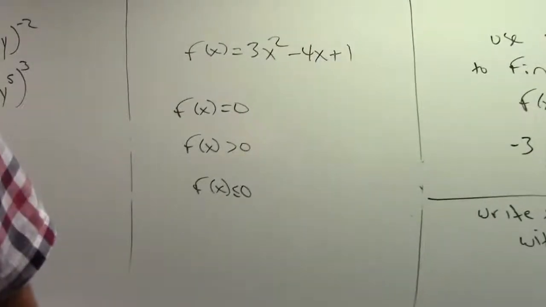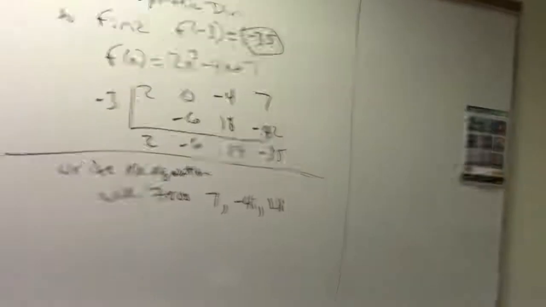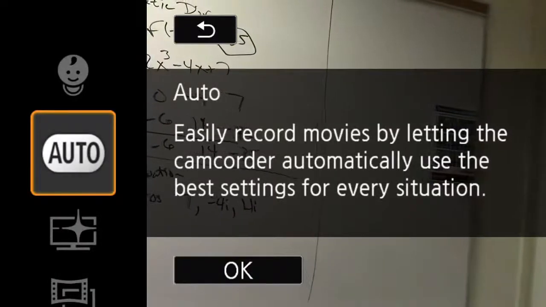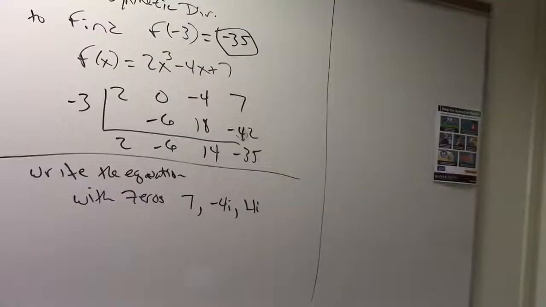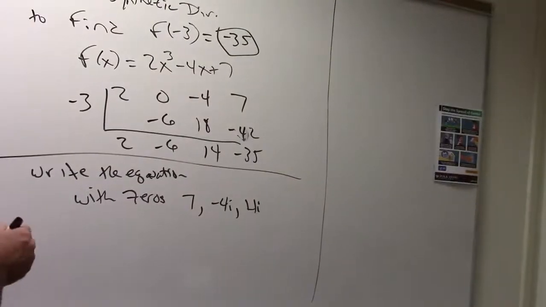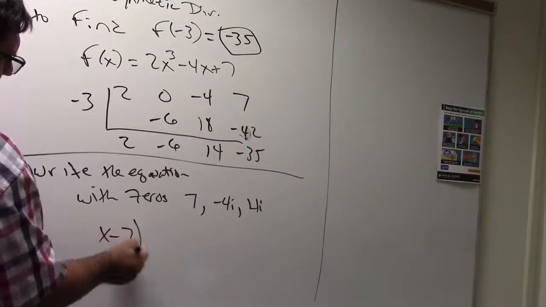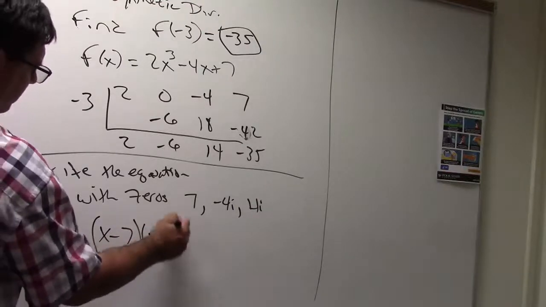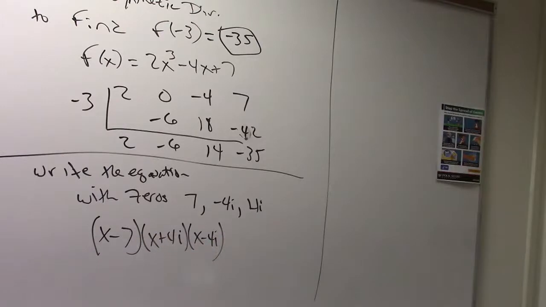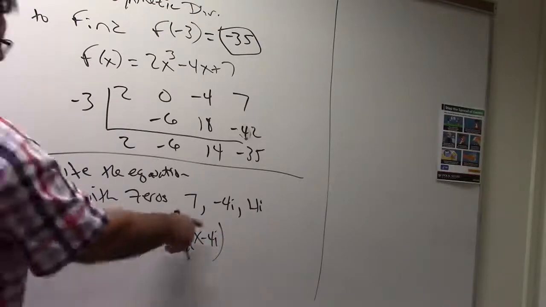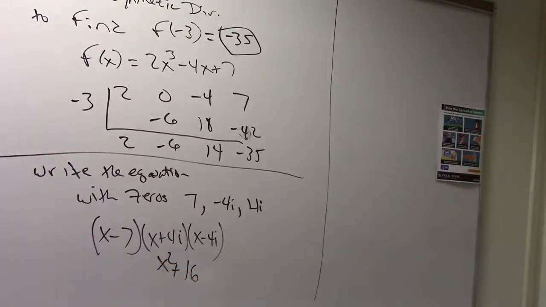All right, Mama. You ready? All right. We're writing the equation. We got x minus 7, x plus 4i, x minus 4i. Do we agree? I'll deal with this part first. x squared plus 16. Do you agree?